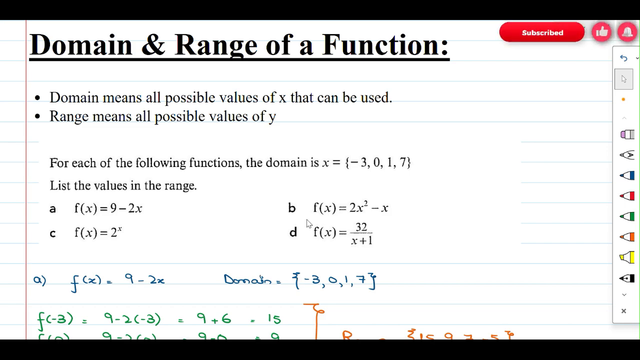Like in O Levels and IGCSE mathematics, we have different functions like linear functions, quadratic functions, cubic functions, exponential functions, radical functions, reciprocal functions, inverse functions, and composite functions as well. So I will teach you separately how to find the domain and range of each function in separate videos.